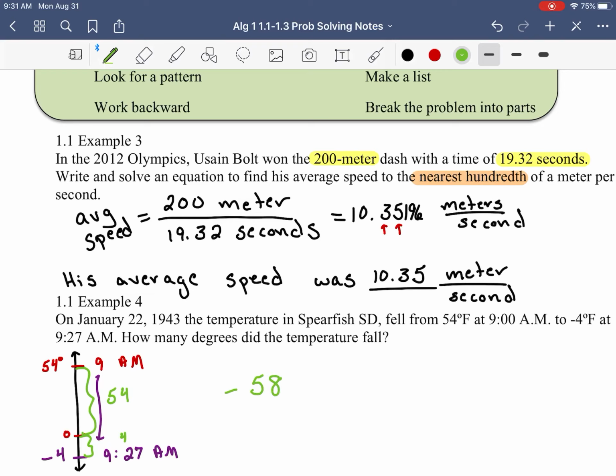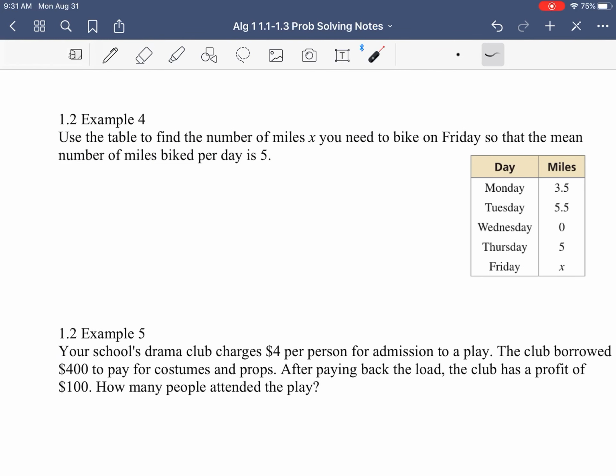How many degrees did the temperature fall? It fell negative 58 degrees Fahrenheit. And we were able to do that using just a number line. That's how far down, and we put the negative on it. This negative here is just giving us that direction and telling us the degree it went down, not up. Okay. All right, next.